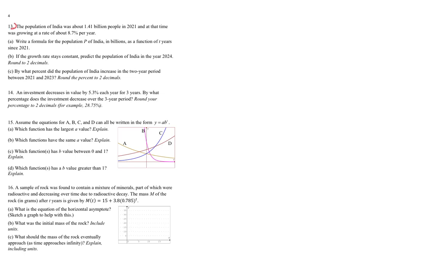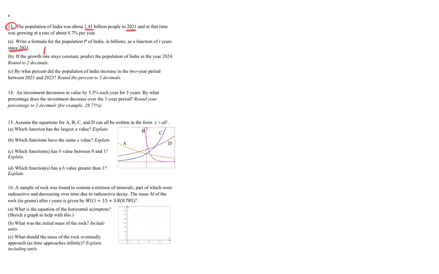Okay, so I'm going to be working on number 13 here. The population of India was about 1.41 billion people in 2021, and at that time was growing at a rate of 8.7% per year. Write a formula for the population P of India in billions as a function of T years since 2021. So it tells us here that we have this population, and that our starting year is 2021, and we're saying that we're T years since 2021.